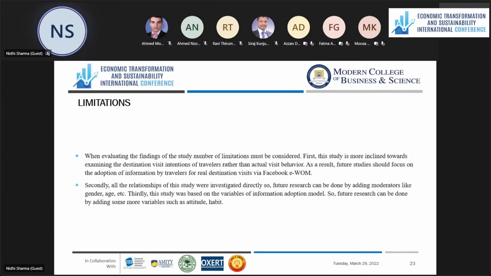And then come the limitations. When evaluating the findings of the study, a number of limitations must be considered. First, the study is more inclined toward examining the destination visit intention of travelers rather than their actual visit behavior. So as a result, future studies should focus on the adoption of information by travelers for real destination visits via Facebook eWOM. Secondly, all the relationships in this study were investigated directly. So future studies can be done adding moderators like gender, age, etc. Third, this study was based on the variables of the information adoption model. So future studies can be done by adding some more variables such as attitude, habit, and so on.